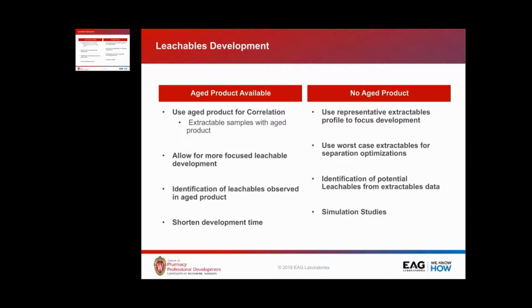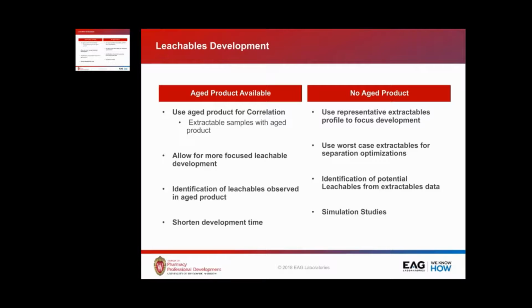As I said, we typically use 3 solvents, one high polarity, one low polarity, and then one that simulates the product itself. We can use that to help guide the profile for the development. We could use the worst case scenario to make sure that we're optimizing the chromatographic separations, and then identify the extractables for the potential leachables from that subset.